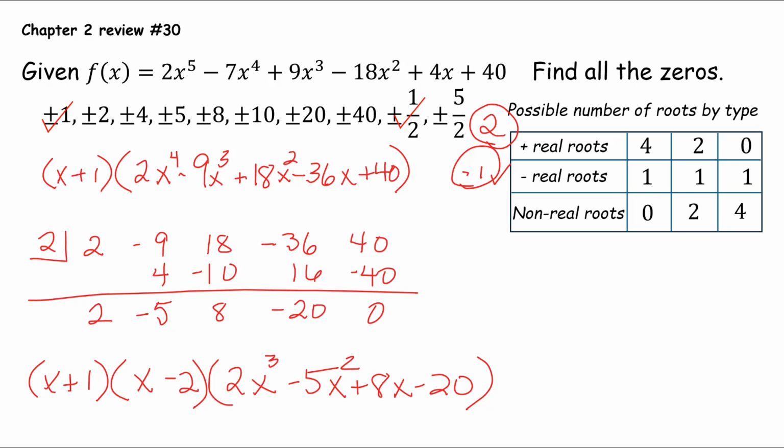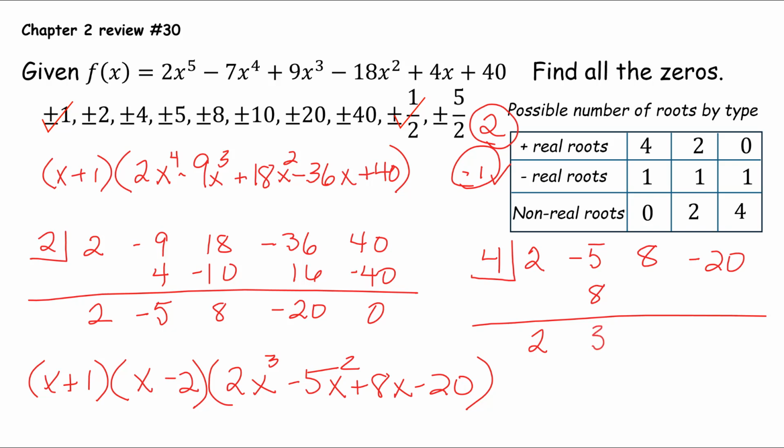a whole number. So I'll try 4, and it's easier to do 4 than it would be to do 5 halves. And if I do that, bring down the 2, multiply, you get 8. Add, you get 3, 12, 20, 80, 60. All right, that's not a 0, but it tells me something very important, and that is that 4 is an upper bound. That means there are no zeros above 4. The way that I know that is because after I did that synthetic division with the 4, all the coefficients turned out to be positive.